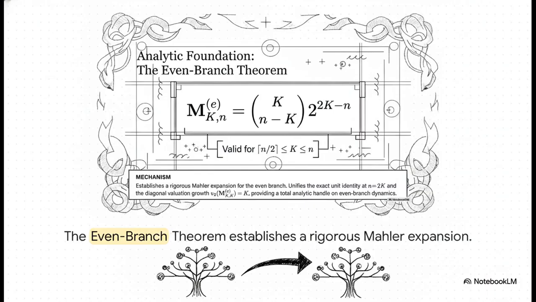Enter the even branch theorem, which establishes a rigorous Mahler expansion. The matrix element M is defined exactly by this binomial coefficient, k choose n minus k, multiplied by 2 to the power of 2k minus n. What makes this so incredibly powerful is that it totally unifies the exact unit identity on the diagonal with the necessary valuation growth. We finally have a total analytic handle on how the even branches operate. There's no more guessing, just exact combinatorial logic.